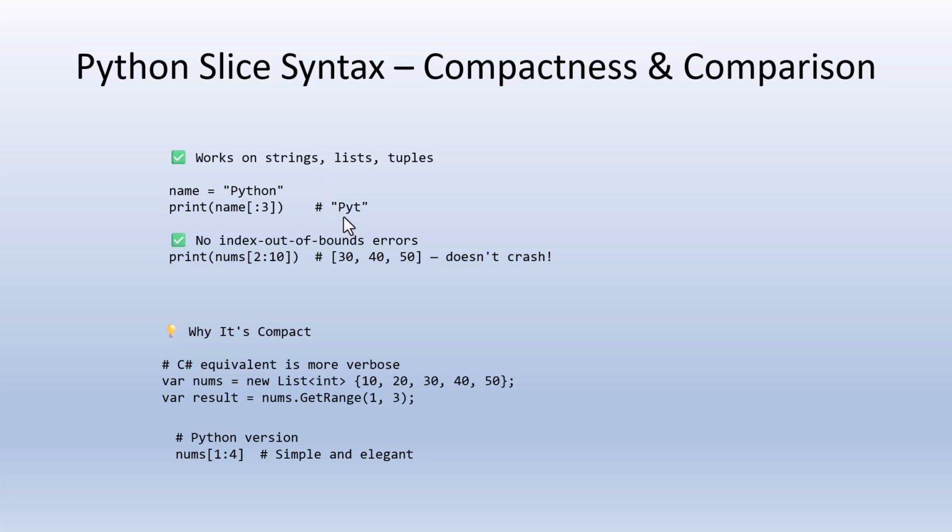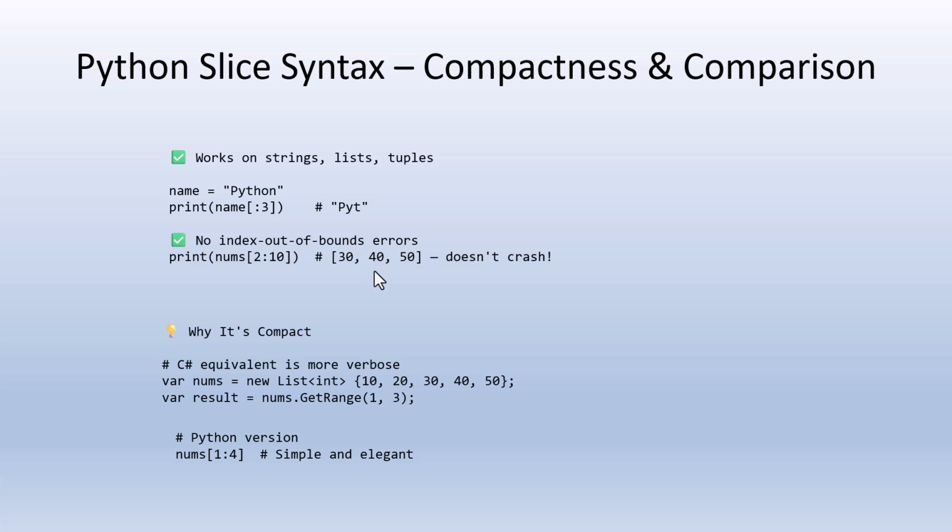Now here again, if you have a closer look, PYT starts from the index 0, that is the first place, and then second, and then third. And this is actually index 3, that should be H, but H is exclusive, so H is not printed. So only PYT are printed.